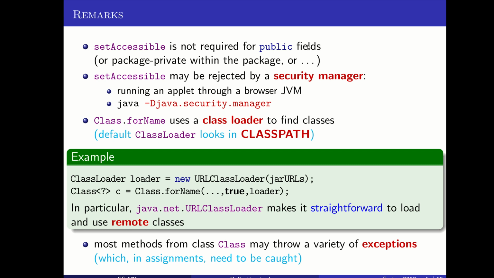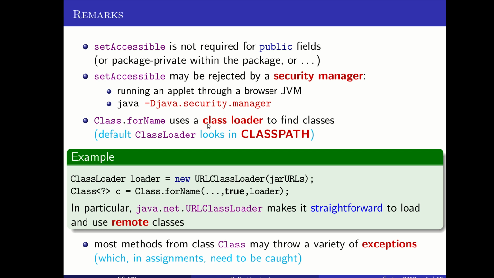They're already accessible, so you don't have to change it to be accessible. Or if it would be accessible in the space that you're in, similarly, we don't have to set it as being accessible. It may, however, be rejected by the security manager I mentioned before. You can run Java with a security manager that will cause it to reject when people try to change the accessibility through reflection of pieces of your code.